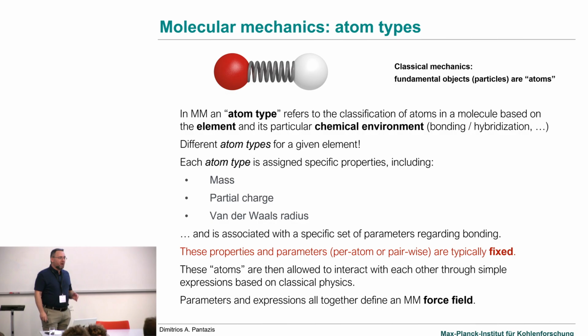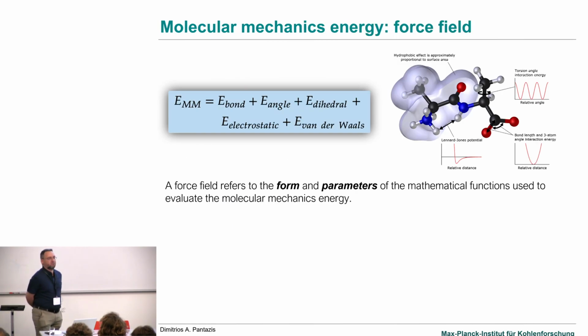And then we have some parameters reflecting how these different atom types, all sorts of pairs that can be made of atom types, interact. And these parameters and these properties of the atoms and the parameters describing the interactions are typically fixed. So when we take all these parameters and all the formulas that are used to describe the interactions, we have what is called a force field.